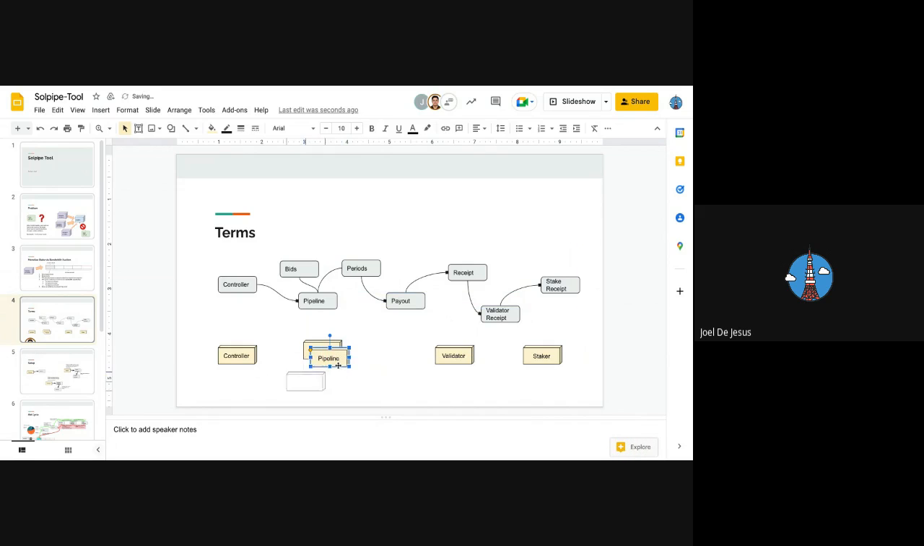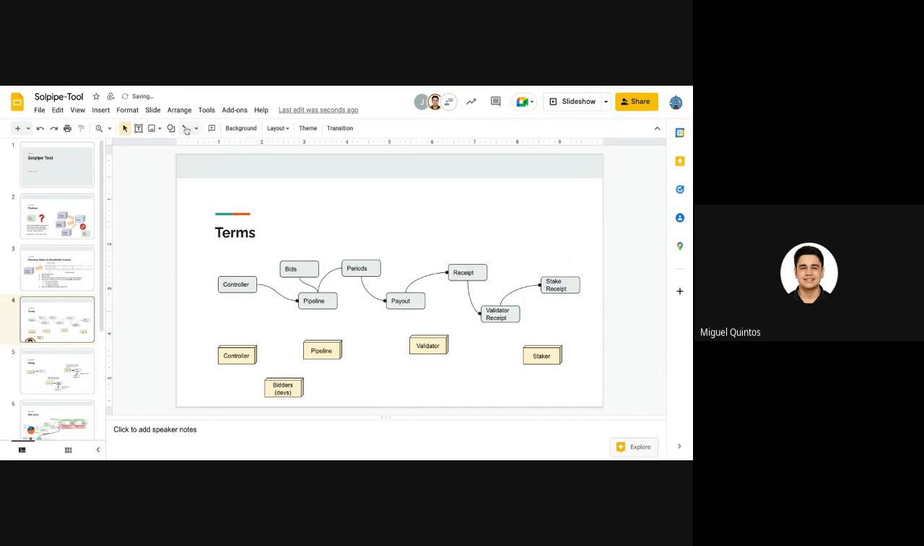So you have the bidders, which are developers, and to send the transactions, the bidders go through the pipeline. Then the pipeline goes to the validator. Does that make sense? Yep, it makes sense.